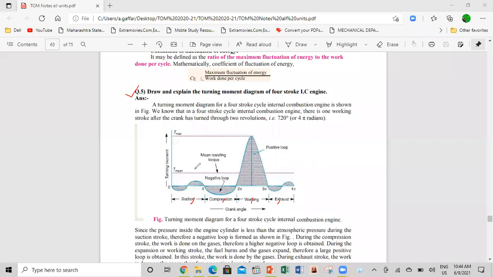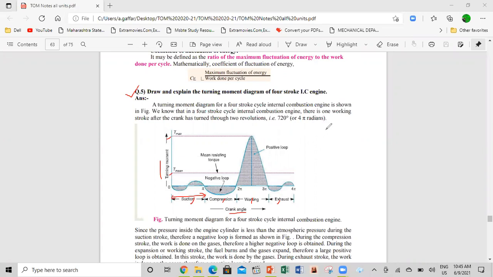So here also there are 2 lines. T min means minimum torque, T max means maximum torque. On the x-axis is shown the crank angle, and on the y-axis the turning moment. Okay. So how much angle does each stroke perform? Pi means 180 degrees.